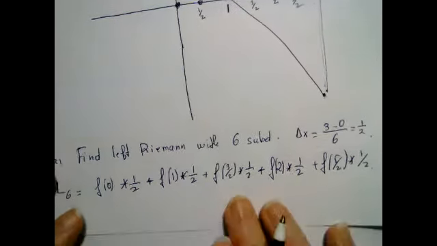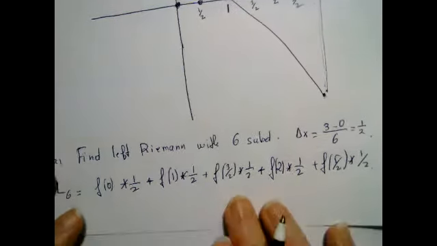Then I have f of 1 times delta x. f of 1 is 0. Then I have f of 3/2 times delta x. Then I have f of 2. This is 2, and this is f of 2 times a half, and then f at 5/2 times a half. Okay, so this is the sum.